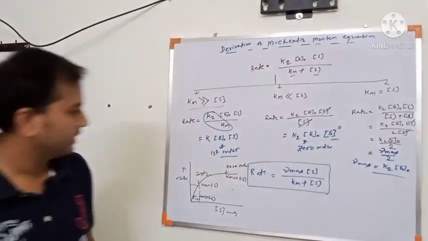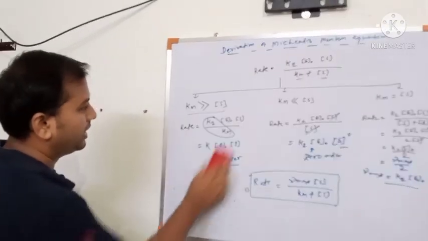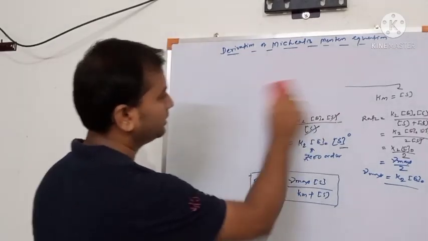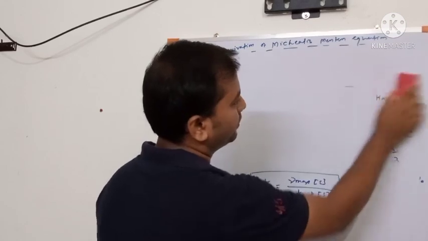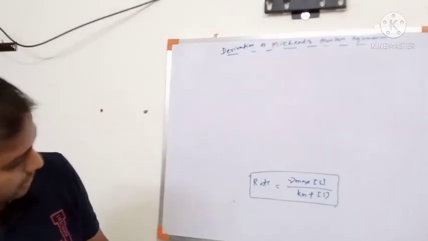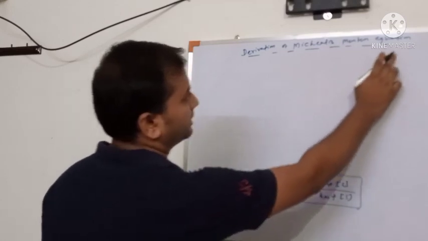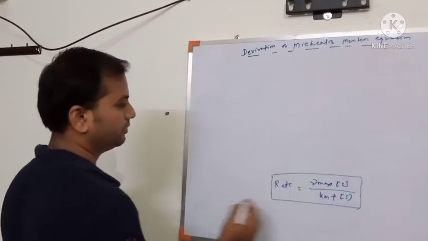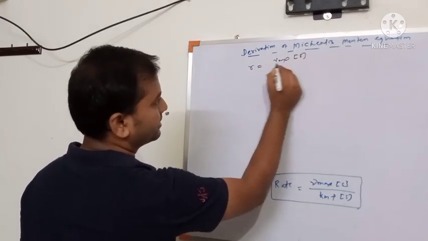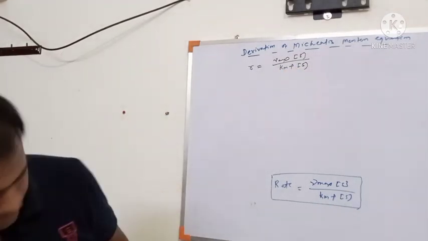Now we derive this equation to the Lineweaver Burk plot, or another is the Eadie Hofstee equation. This is most important for CSIR NET GATE related questions. I will discuss previous year CSIR NET GATE questions in the next video. Now rate R equal to nu max into S by Km plus S. This is the value.